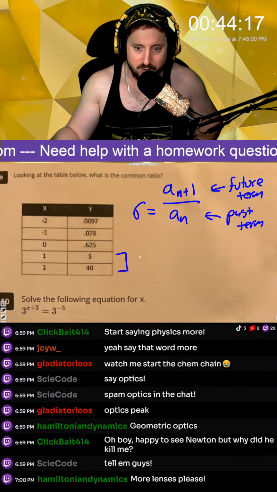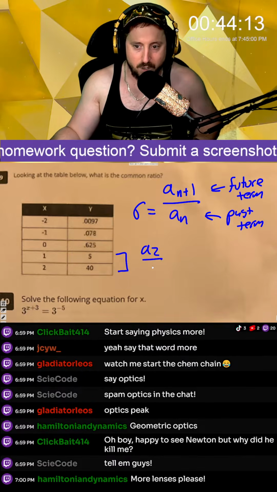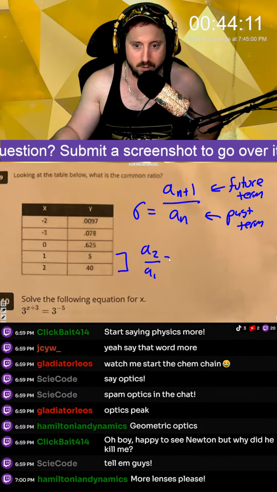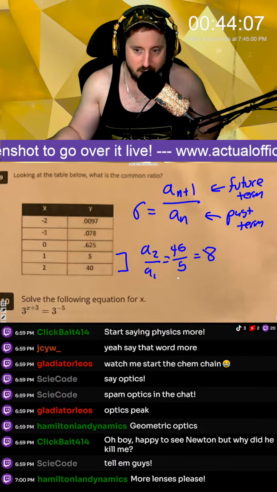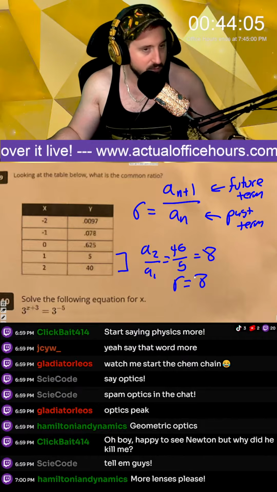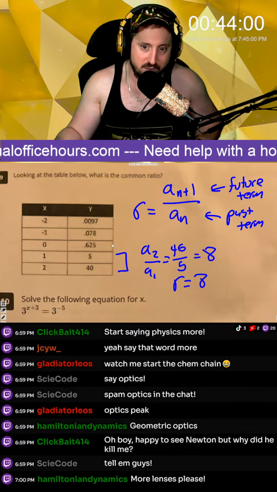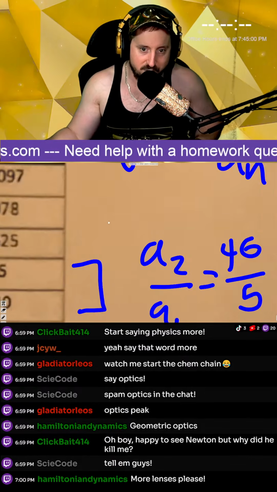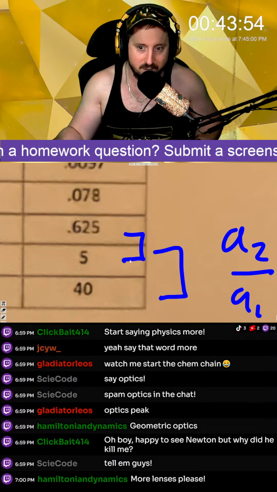So, oh, here you go. We don't even need a calculator. We can just do this one, right? A2 over A1 is equal to 40 over 5 is equal to 8. So the common ratio is equal to 8. And you can see that, right? This times this is 8. I mean, you can't actually really see that this times this is 8, that's kind of hard to see. But I can see that this is also 8.